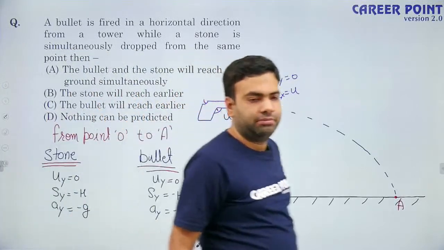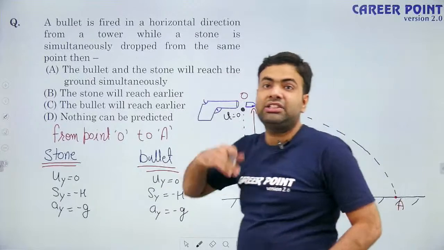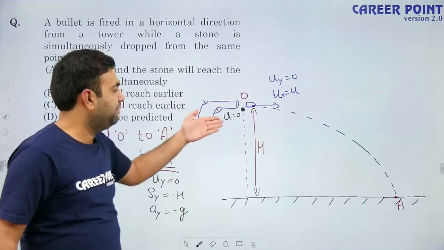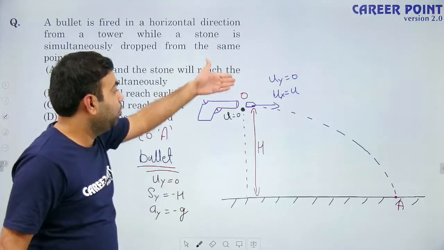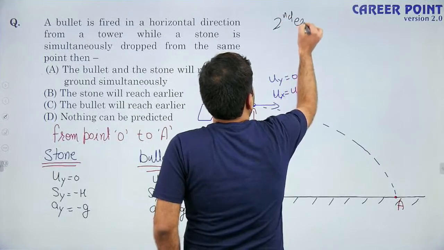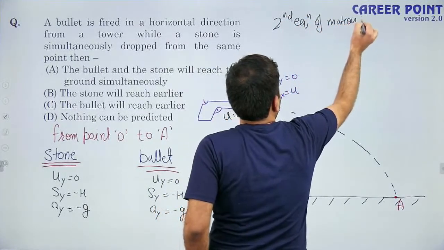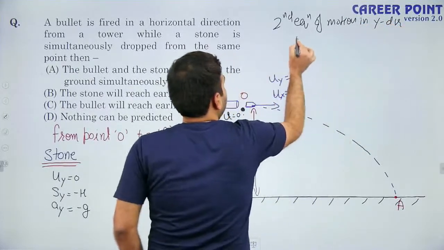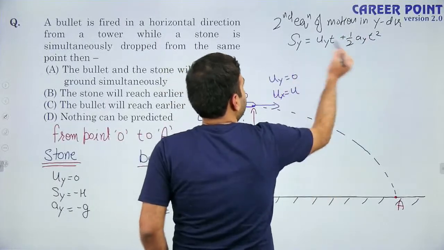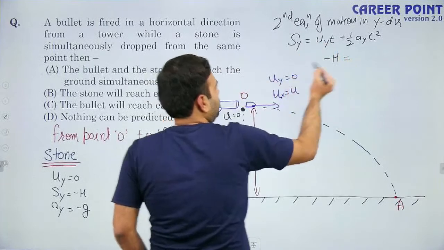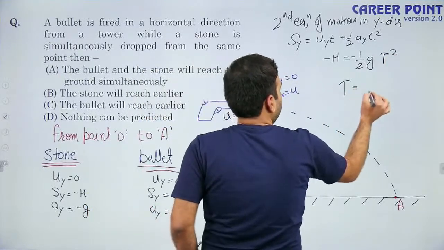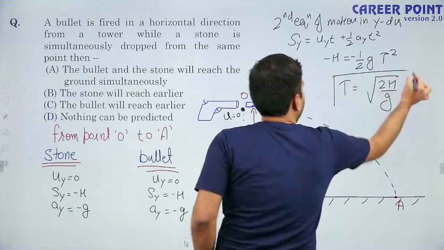So what is the time of flight for both of them? For both of them, the time of flight is the time to cover vertical displacement equal to minus h. Because I want to calculate vertical distance, I have to apply second equation of motion in y direction to get time of flight. That is Sy = uy t + half ay t squared. So Sy is equal to minus h, and uy is equal to 0. So it is minus half g into time of flight squared. So for both of them, the time of flight is equal to the square root of 2h by g. For both of them, the time of flight is same.